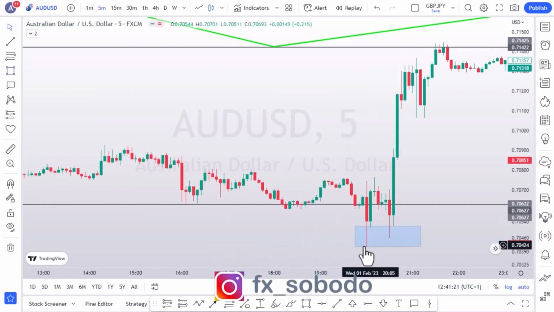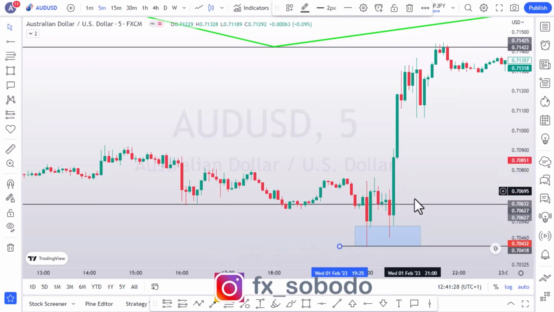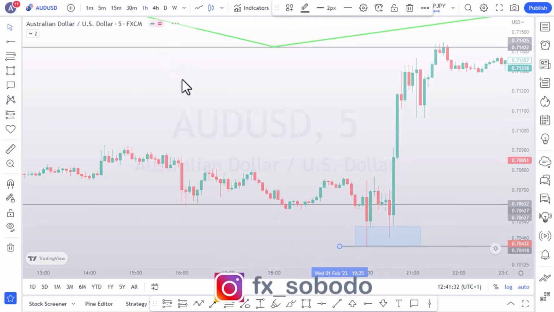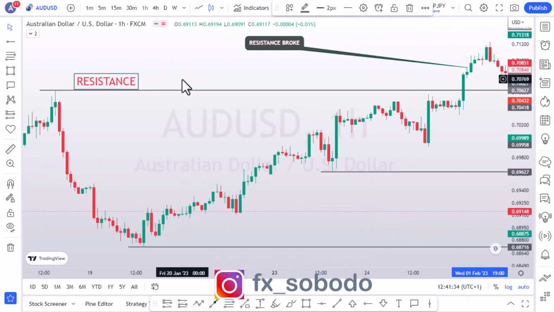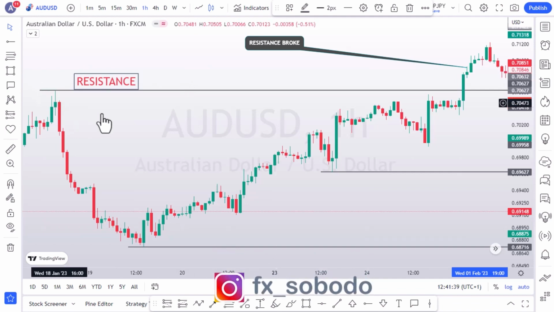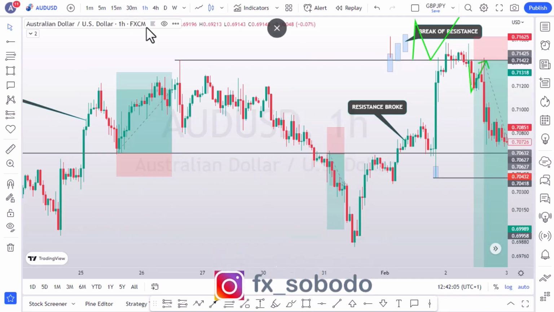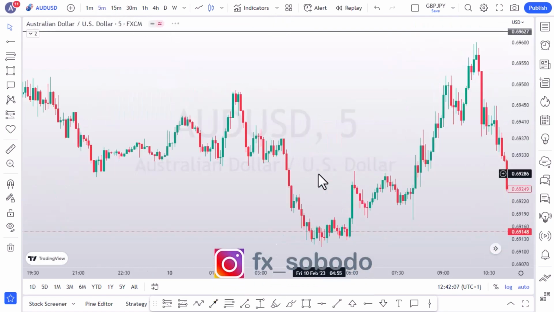This week, this is what I call a 5 minute support. As you can see, price came again to retest. So in essence, price always retests this area of support and resistance, which I call my wicks. Even in this scenario, this zone here, in 5 minutes you can see it clearly.